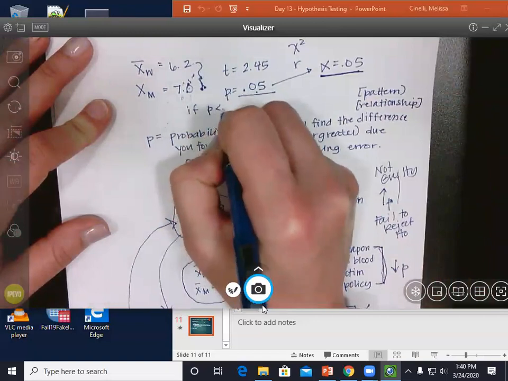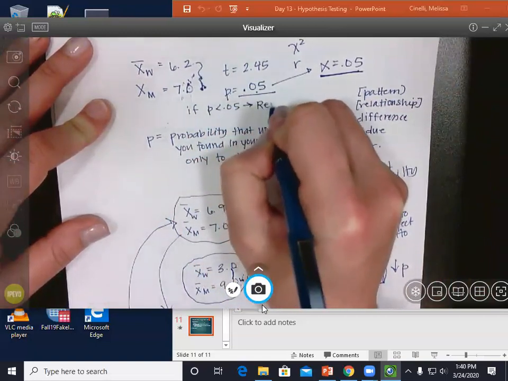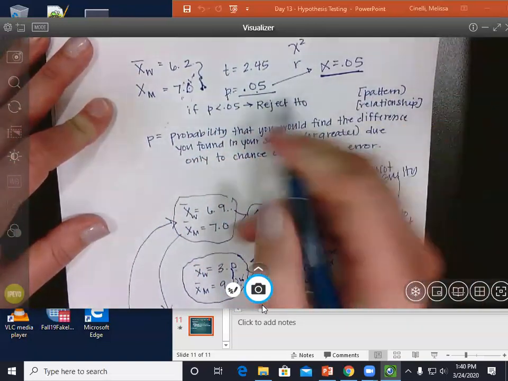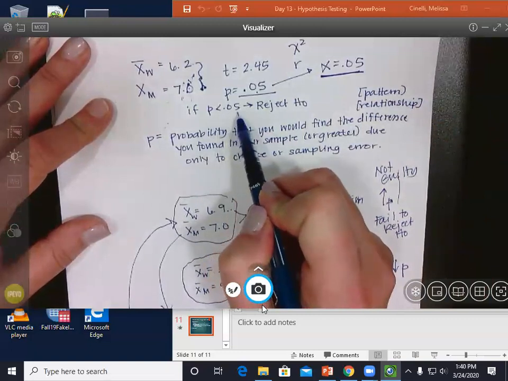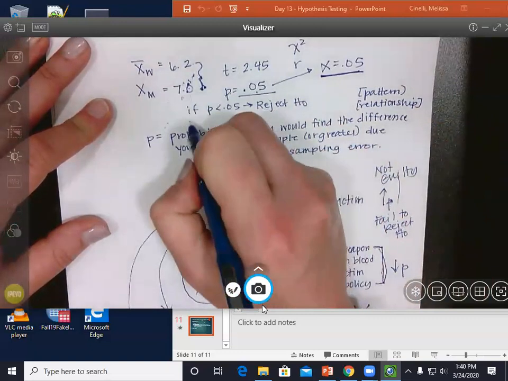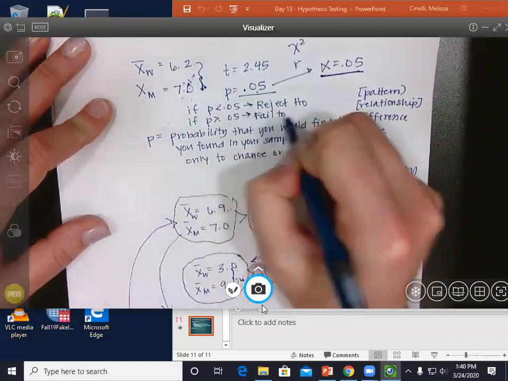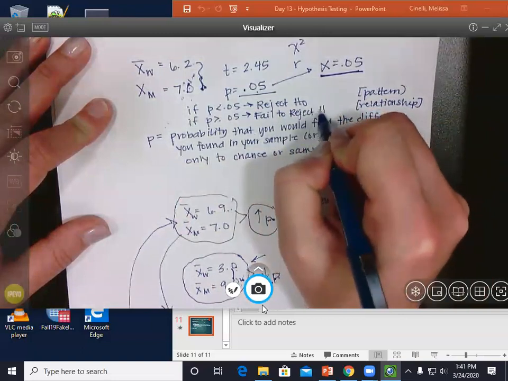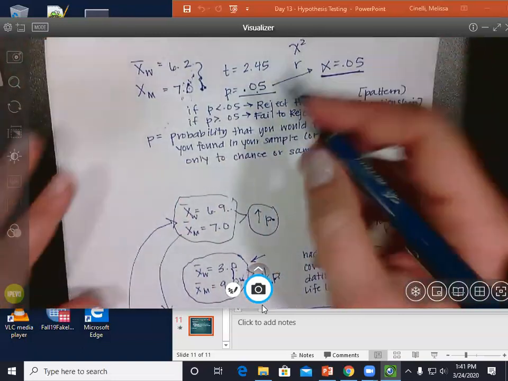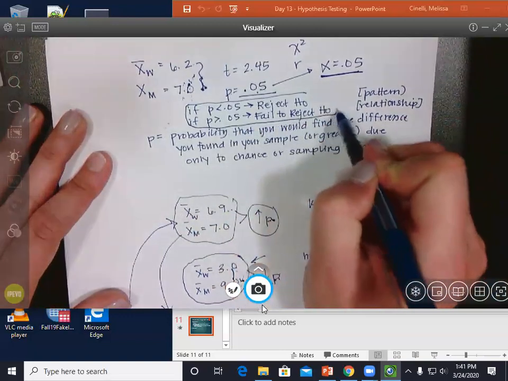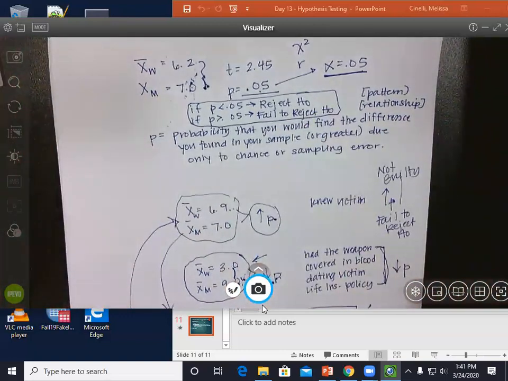So if p is less than 0.05, we are going to reject the null, because that means there is less than a 5% chance that we are wrong when we reject the null. And if p is greater than 0.05, we are going to fail to reject the null. All right, and these are our decision rules. We will talk about them over and over again when we talk about the statistics that need to be done, you know, how we do chi-square tests and t-tests and correlation and everything like that.